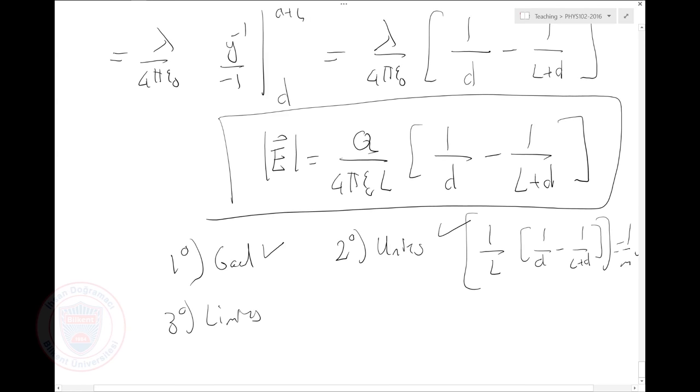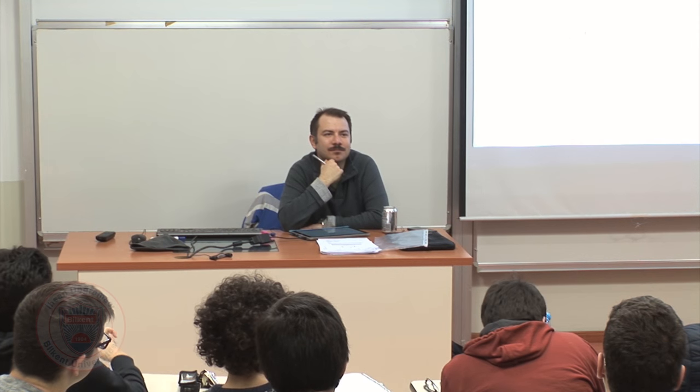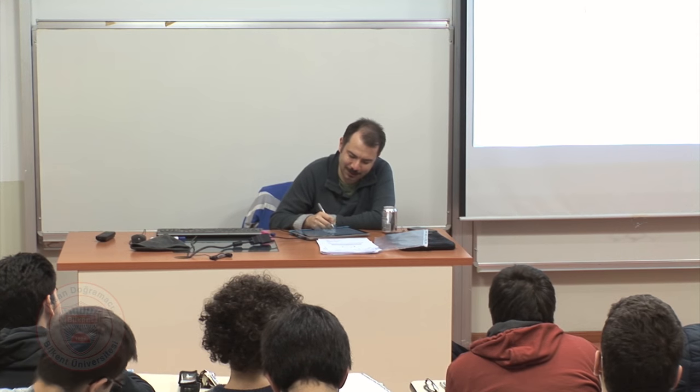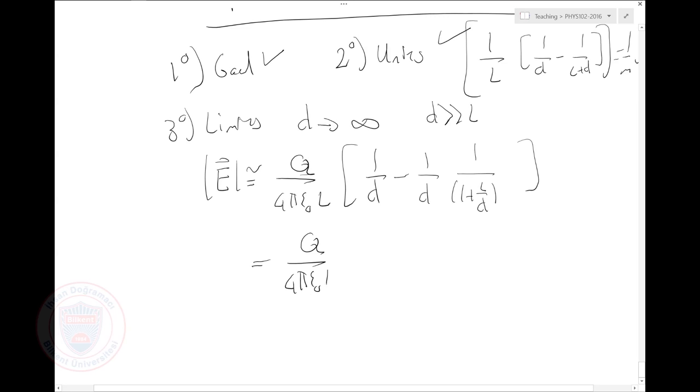What do I expect? Limits, especially when D goes to infinity, what happens? When I'm very far away, I should see just a point charge. And let me do it quickly, and maybe I'll explain it the next time. Q over 4 pi epsilon 0 L, 1 over D. And if D is much larger than L, then I can write this as 1 over D, 1 over 1 plus L over D, which I can approximate as Q over 4 pi epsilon 0 L, 1 over D minus 1 over D times 1 minus L over D. I'm again making an approximation. 1 over 1 plus epsilon to the power 1 is 1 minus epsilon.